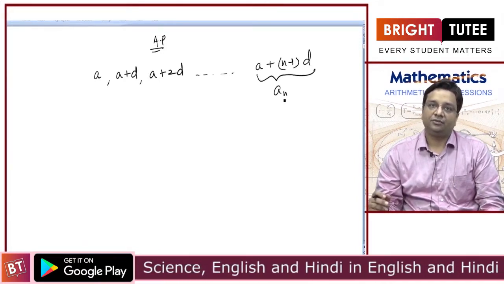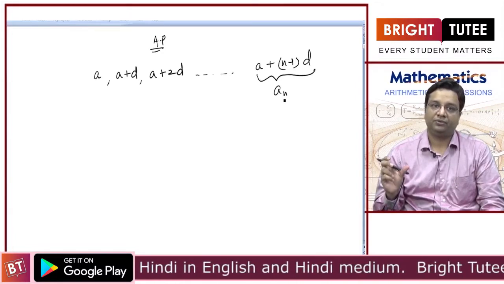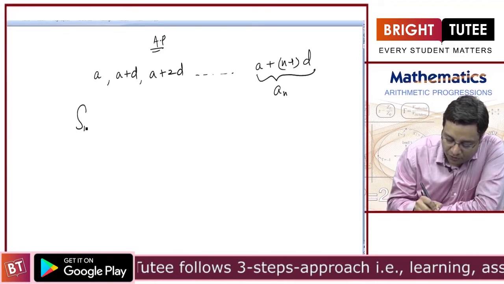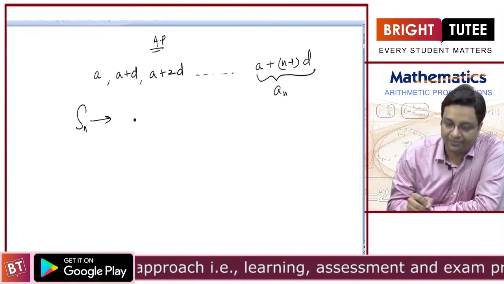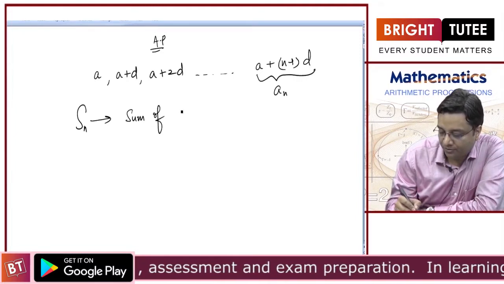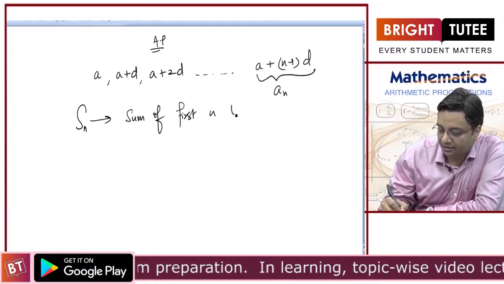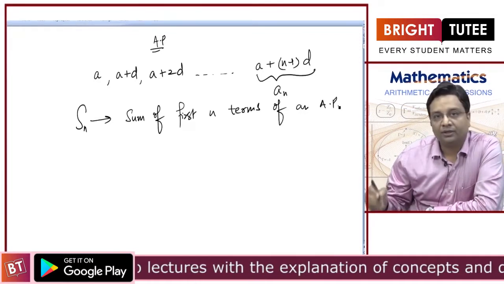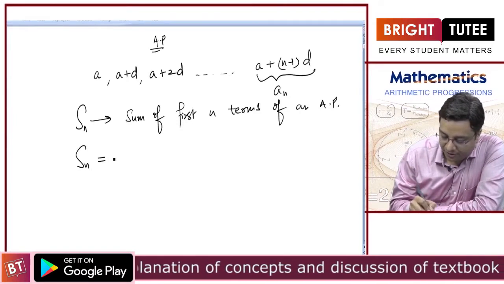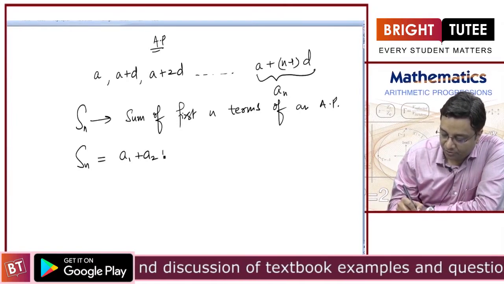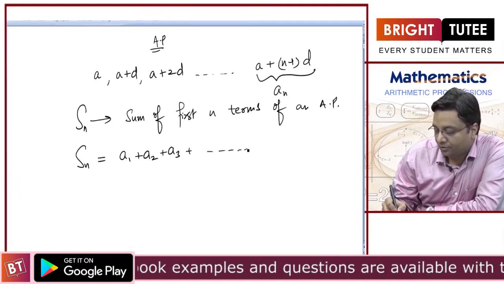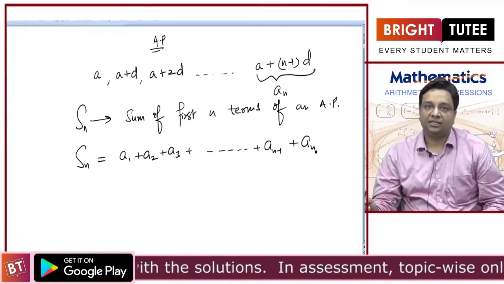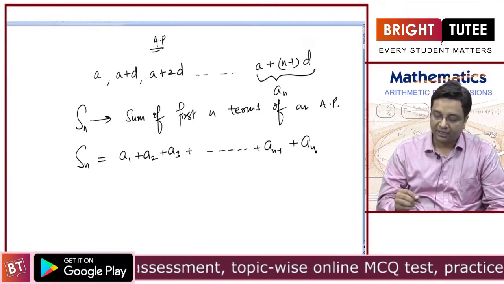So in today's lecture we will take the sum of the first n terms of an AP, right? We will denote the sum of n terms of an AP by Sn. Sum of the first n terms of an AP. Okay, so Sn will be equal to a1 plus a2 plus a3 plus up to a(n minus 1) plus an. So this is the sum of the first n terms of an AP, right?